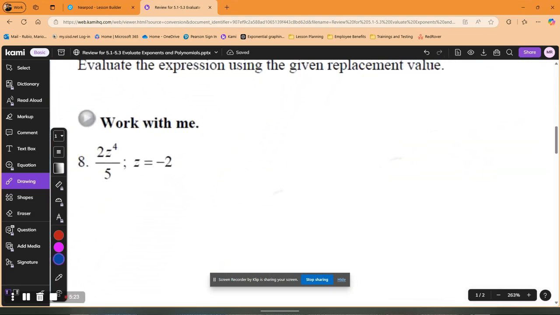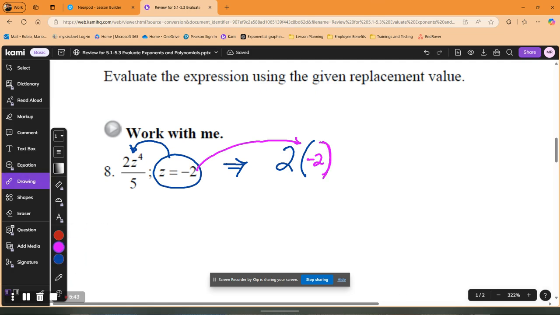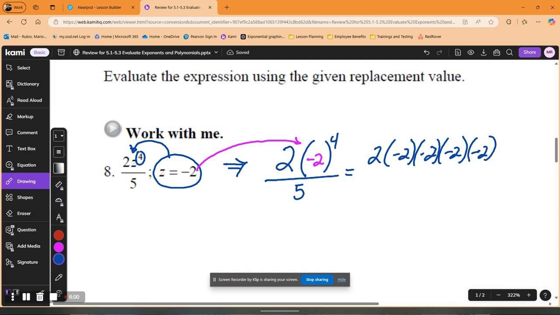Now let's take a look at this example number 8. Evaluate the expression using the given replacement value. So when we say evaluate for these, what we're going to do is substitute that -2 for z. So I have 2. I'm going to substitute the -2. Remember, it's raised to the 4th power, and all divided by 5. So that's 2 times -2, 4 times, 1, 2, 3, 4. And it's all divided by 5.